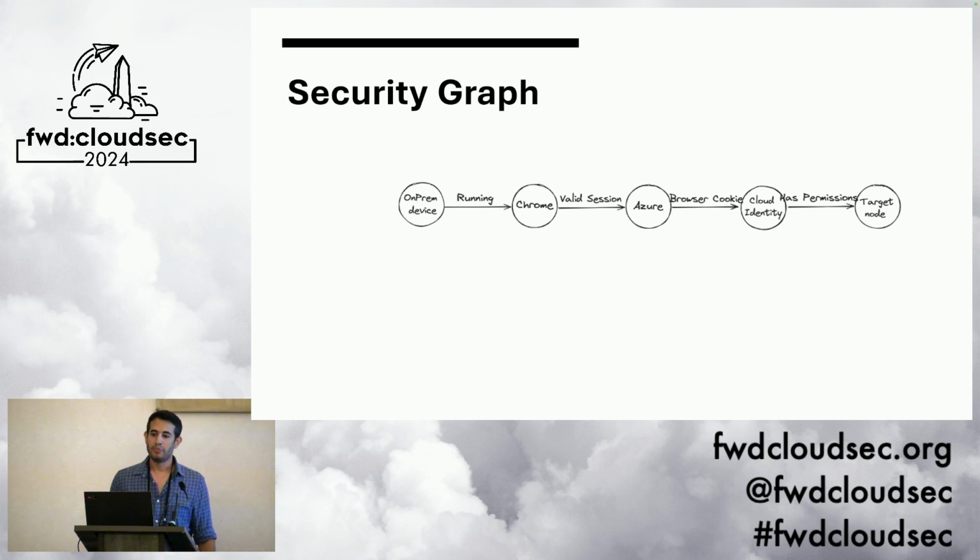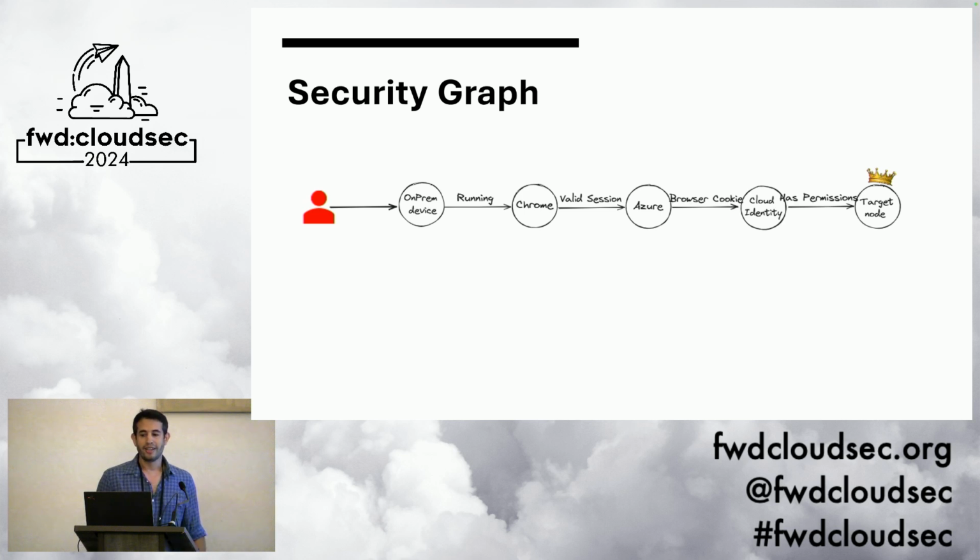So let's start with an example. We will have this on-prem device that is running a browser, Chrome in this case. The browser has an open tab with a valid session into Azure. This means that Chrome stores a valid cookie of the user's cloud identity. And presumably, this identity has different permissions to Azure resources.